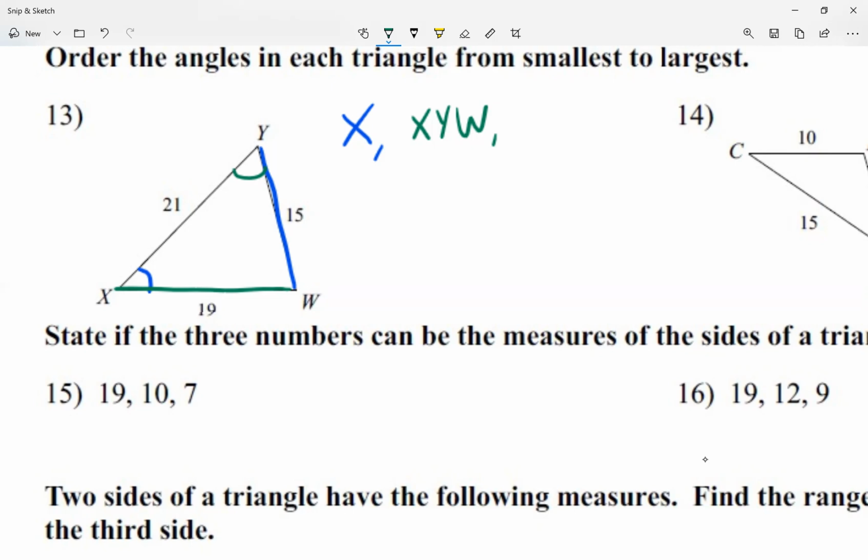Okay, so you got choices for angles as well. Now, the biggest side is 21. The angle farthest away from the biggest side is this one. You can call it just W, angle W, just 1 letter, or we can use 3 letters. If you use all 3, make sure W is in the middle. So we can call this YWX.